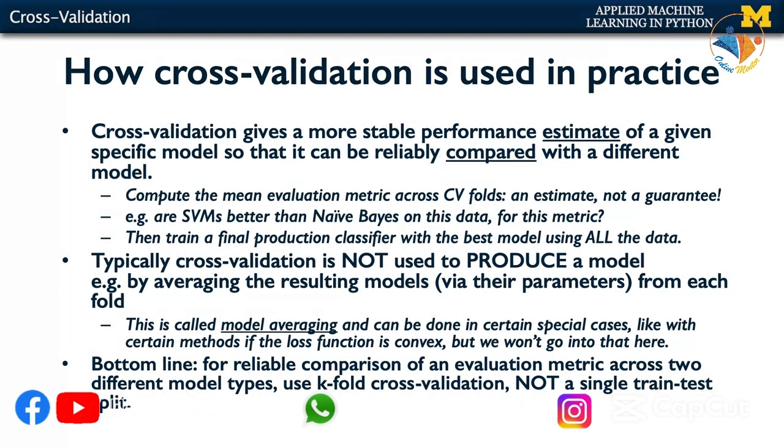The bottom line is that if you want to compare two different model types, use k-fold cross-validation, and don't rely on just a single train test split when computing your evaluation numbers.